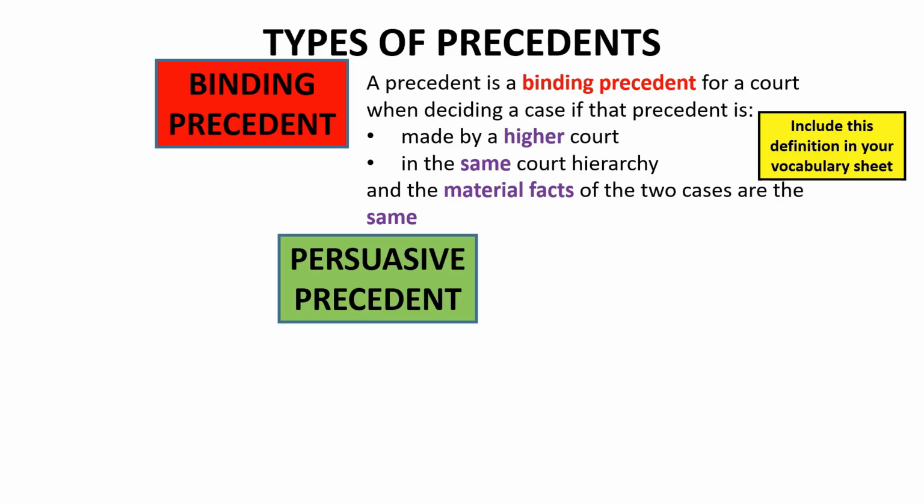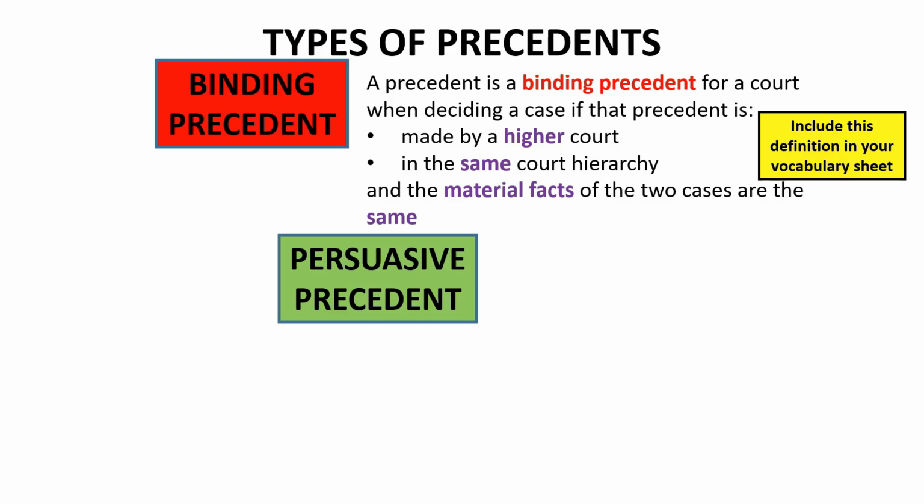This is because, first, the High Court and the Trial Division are in the same court hierarchy, that is, the Victorian court hierarchy. Second, the High Court is a higher court in that court hierarchy than the Trial Division. And third, the material facts of the High Court case and of the case being decided by the Trial Division are the same.